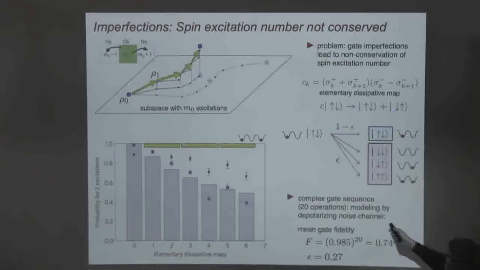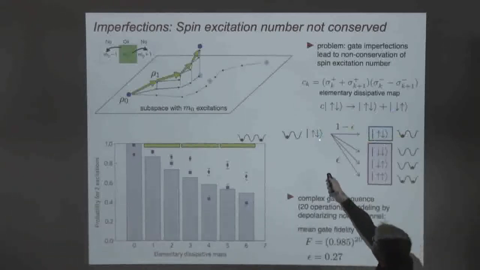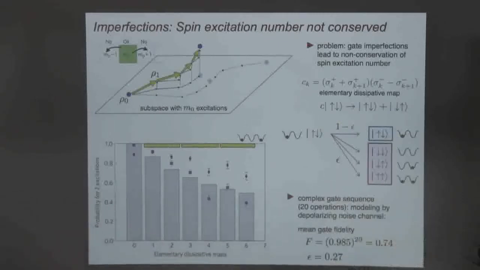So whereas ideally I would delocalize, let's say, a single spin excitation over 2 sites, I will have some leakage into the sector with no excitations on neighboring sites or into the sector with 2 excitations on neighboring sites. And this means that over a sequence of dynamical maps, we actually leak out of the ideally conserved subspace of a certain number of initial spin excitations.